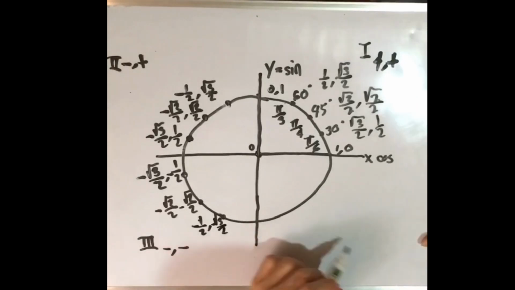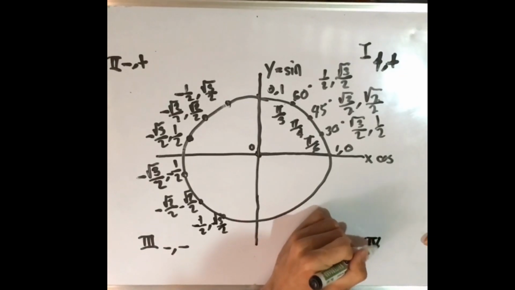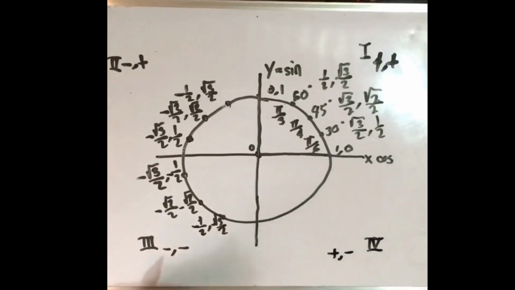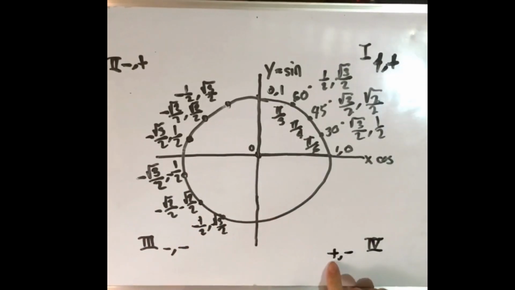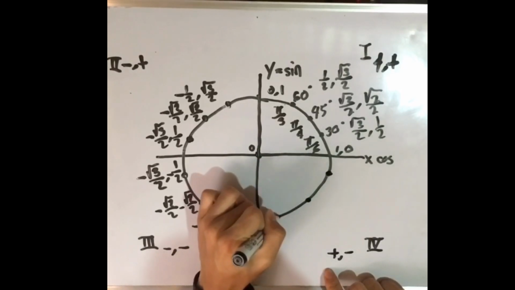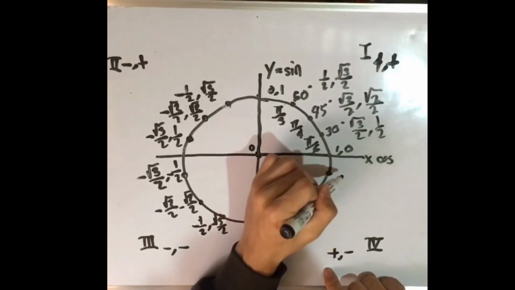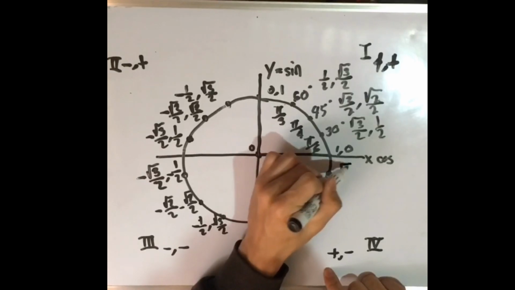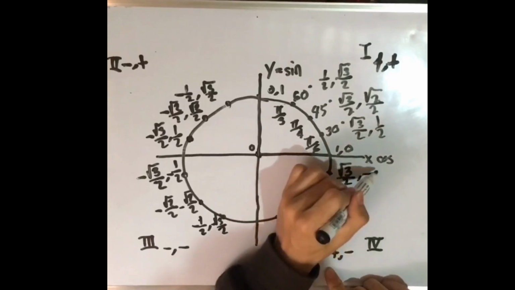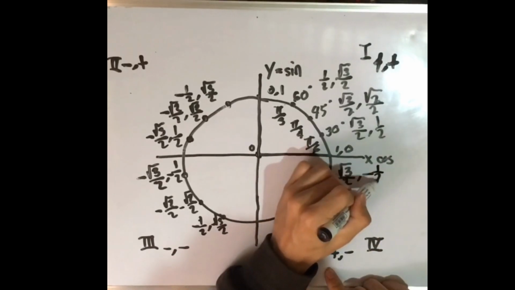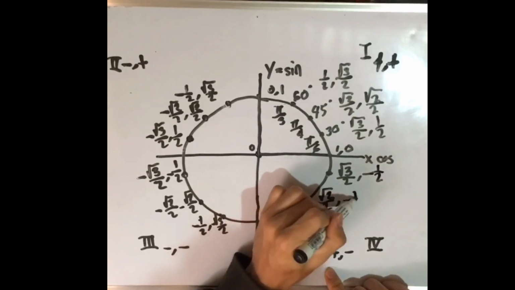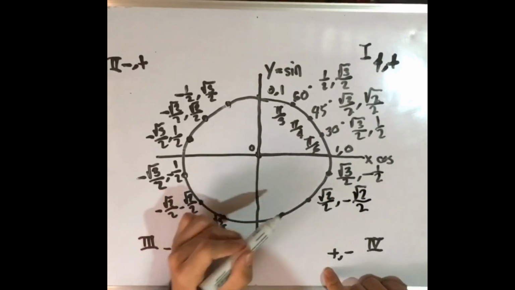Now let's proceed to the fourth quadrant. The fourth quadrant is positive and negative. So let's copy this, but remember the signs. So this is 30, 45, and 60. Positive root 3 over 2 and negative 1/2, and positive root 2 over 2 and negative root 2 over 2.